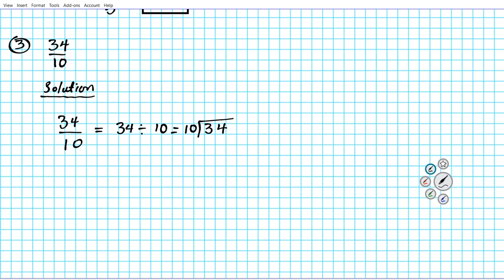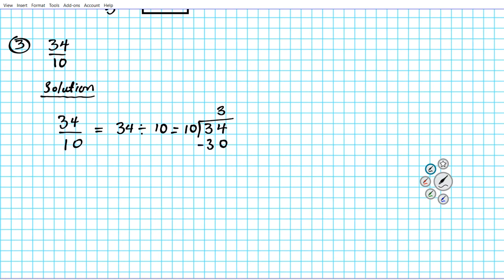10 on the outside. 10 doesn't go into 3. Add the 4 next to it. How many times does 10 go into 34? The biggest multiple of 10 that's smaller than or equal to 34 is 30, so 3 times, because 3 times 10 is 30.